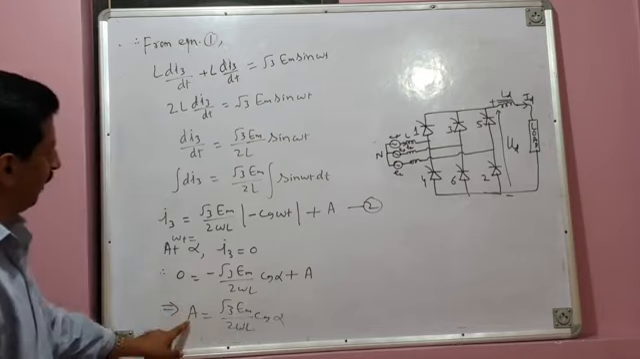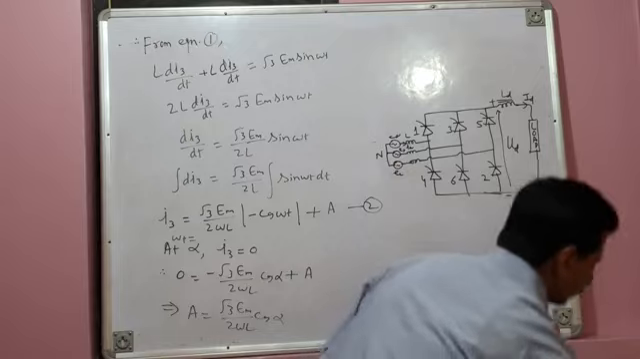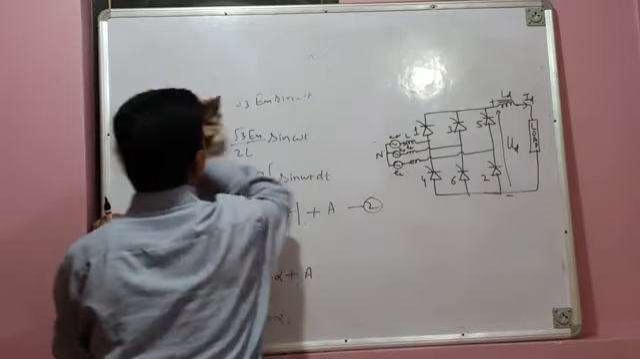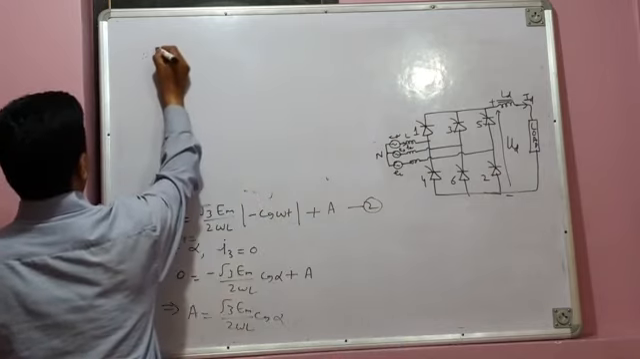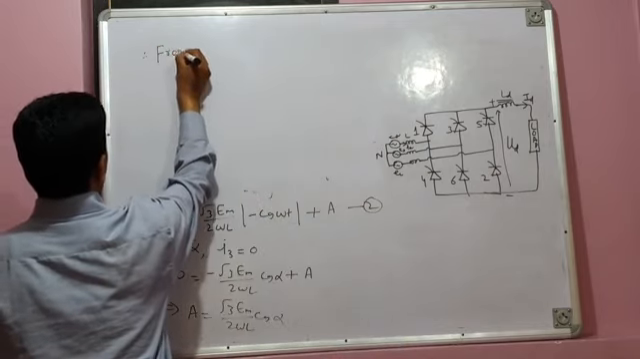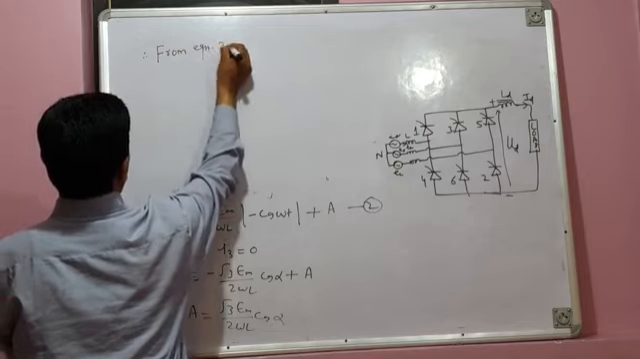So substituting the value of A in equation 2, therefore from equation 2, what do I get? I will write here, therefore from equation 2.